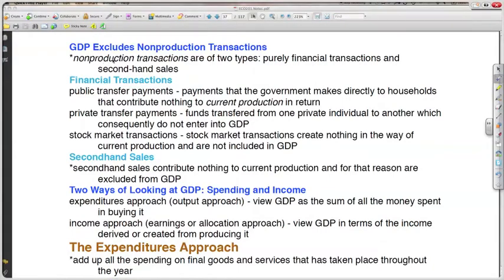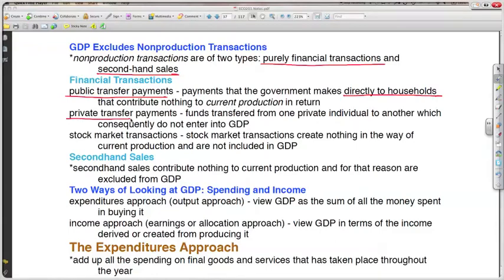GDP does not include non-production transactions, things such as purely financial transactions and also secondhand sales. So if you buy anything used, when you purchase that used good, it is not included again in GDP. Some examples of financial transactions are public transfer payments, payments the government makes directly to households, and this does not contribute to current production.